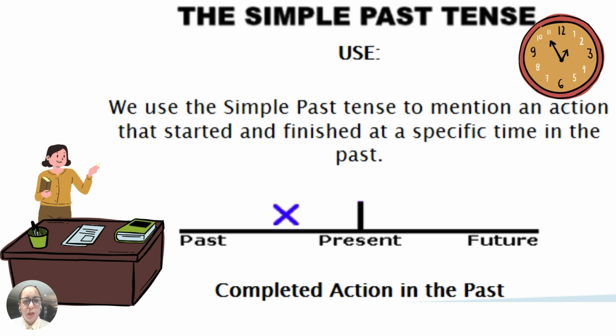So after watching this video, let's see or study when do we use the simple past tense. We use the simple past to mention an action that started and finished at a specific time in the past. For that, we can use the past tense of verb to be, was and were, and also wasn't and weren't, the negative forms, depending on the subject pronouns, as well as regular and irregular verbs that we will see in the next slides.